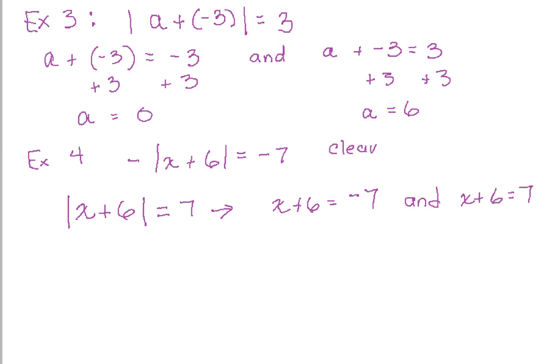All right, so we had to clear that off. So clear the negative. And we'll see that there's other things we may need to clear off in order to determine whether or not we have a positive or a negative, whether we can move forward. All right, so in this case, I'm going to subtract 6 from both sides, and I'm going to do that in both equations. So now I've got x equals negative 13, and x equals 1.